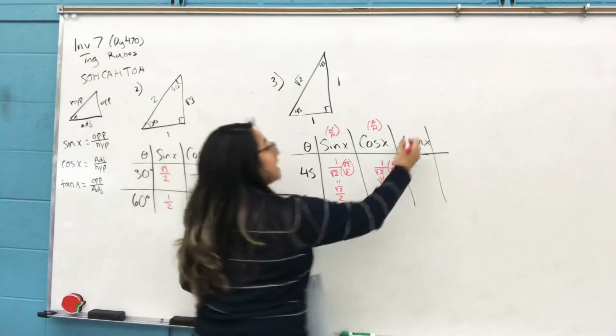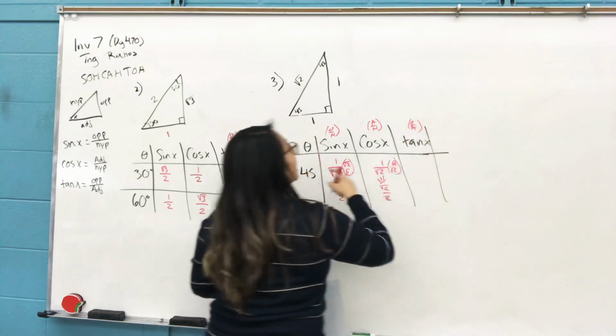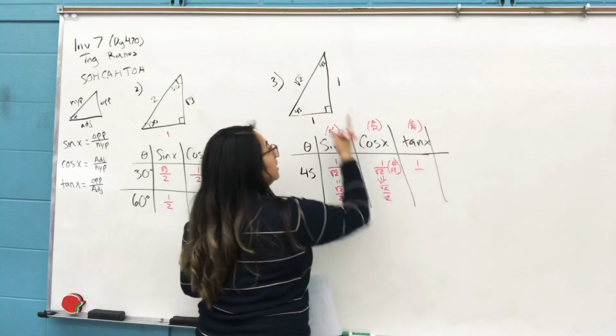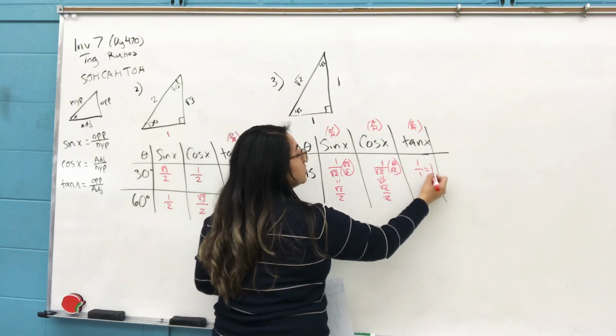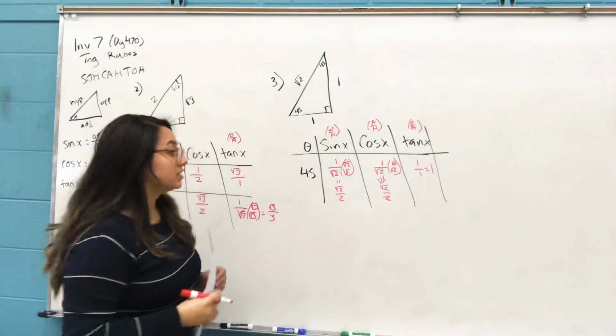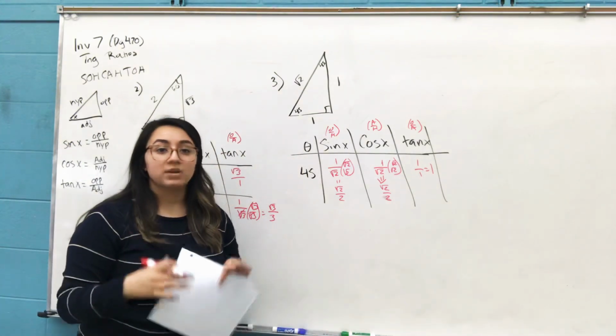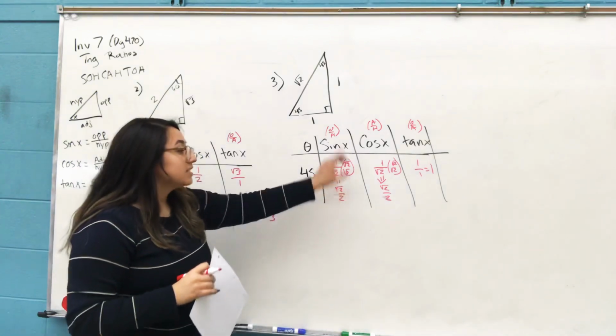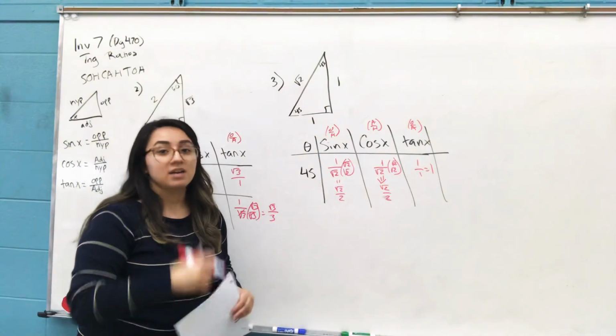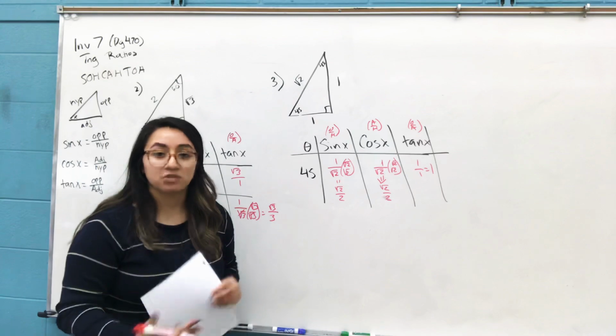Tangent is opposite over adjacent. The opposite side is 1, the adjacent side is 1, that equals 1. And then that's where you get the different numbers. For your homework, I will give you different problems. I want it in fraction form unless I say put it in your calculator and tell me what the number is, round to the nearest place, etc.